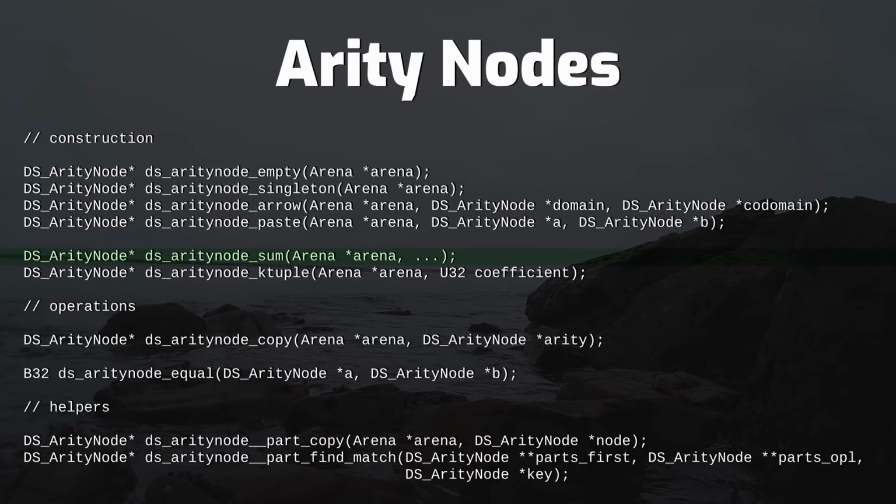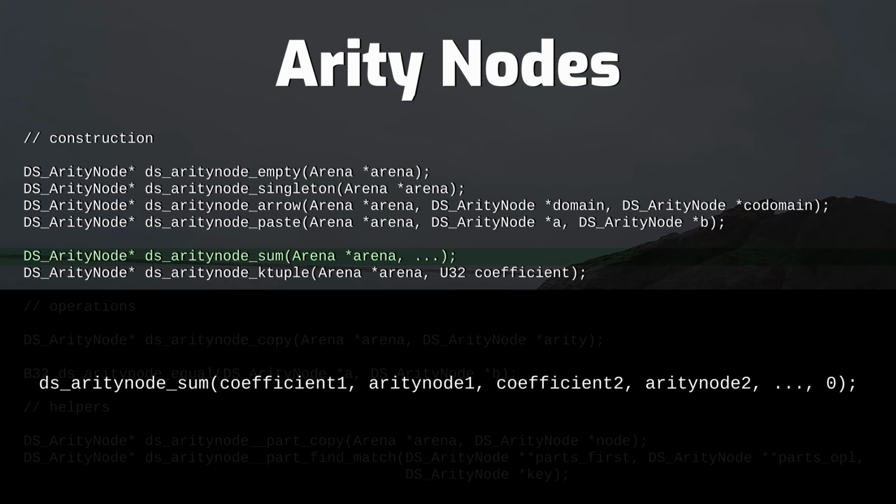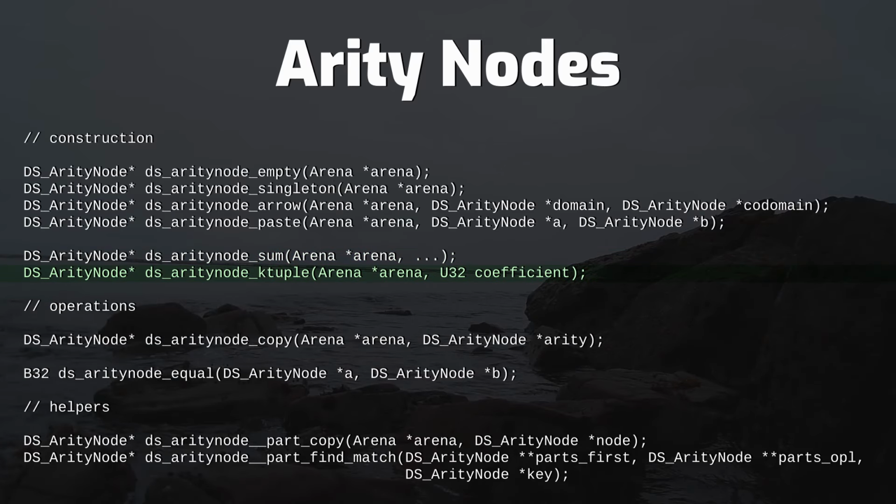ds arity node sum takes in a variadic list of coefficient values and arity nodes in pairs, and creates a tuple made up by pasting all of the input nodes together with their counts multiplied by their coefficient pairs. The list is terminated with a 0 argument so that we can tell when we've read all of the variadic arguments off of the VA list. And finally, there's the ds arity node k tuple, which returns a tuple containing a singleton with the supplied coefficient.